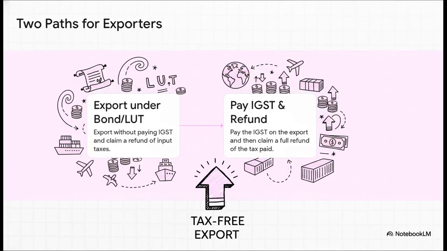So, how do exporters actually do this? Well, they've got two main paths to choose from. Option 1. They can file a formal promise with the government called a bond or a letter of undertaking, which lets them export without paying any IGST up front. Then they just claim a refund on their input taxes. Option 2, they can go ahead and pay the IGST on the export, and then immediately claim a full refund of that same tax. At the end of the day, it doesn't matter which path you take. The outcome is exactly the same. Your export leaves the country completely free of domestic tax.